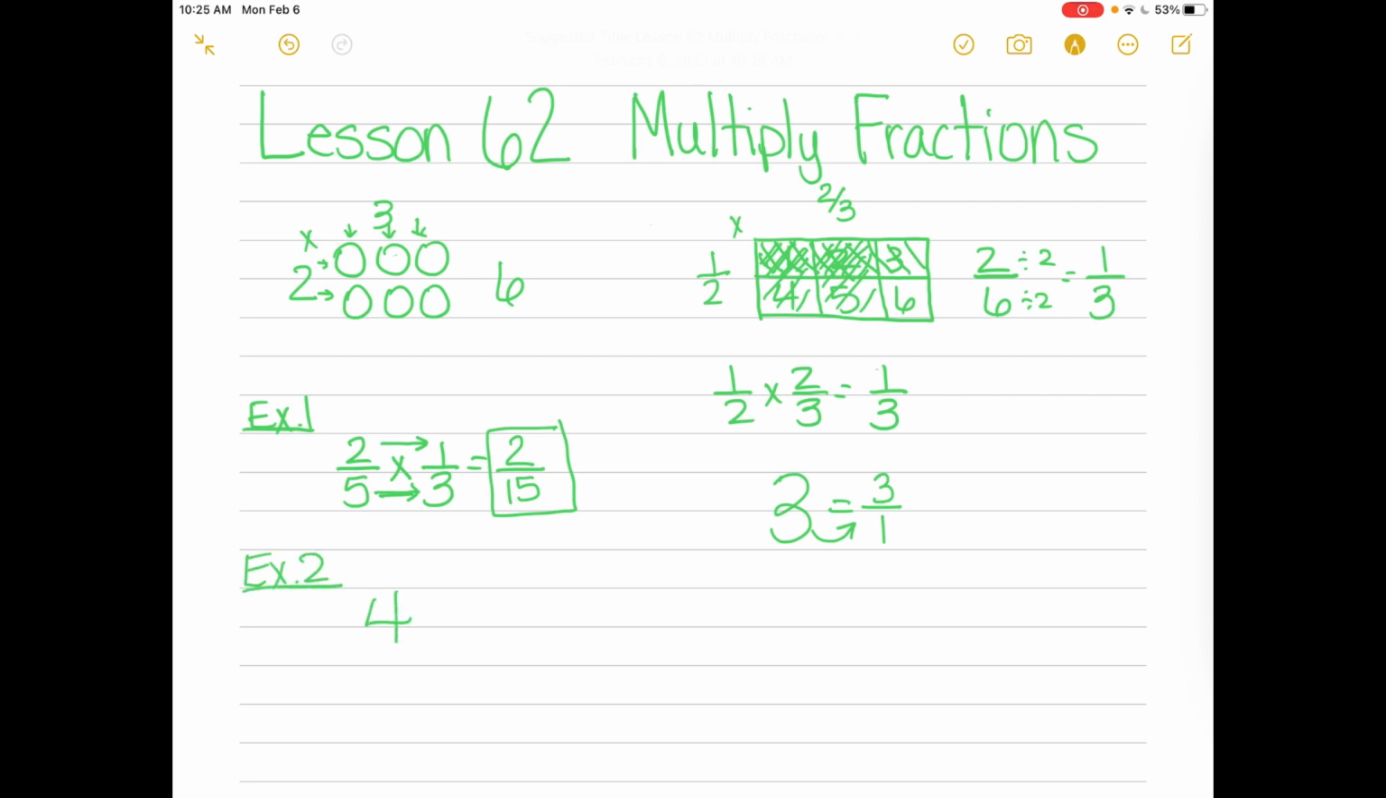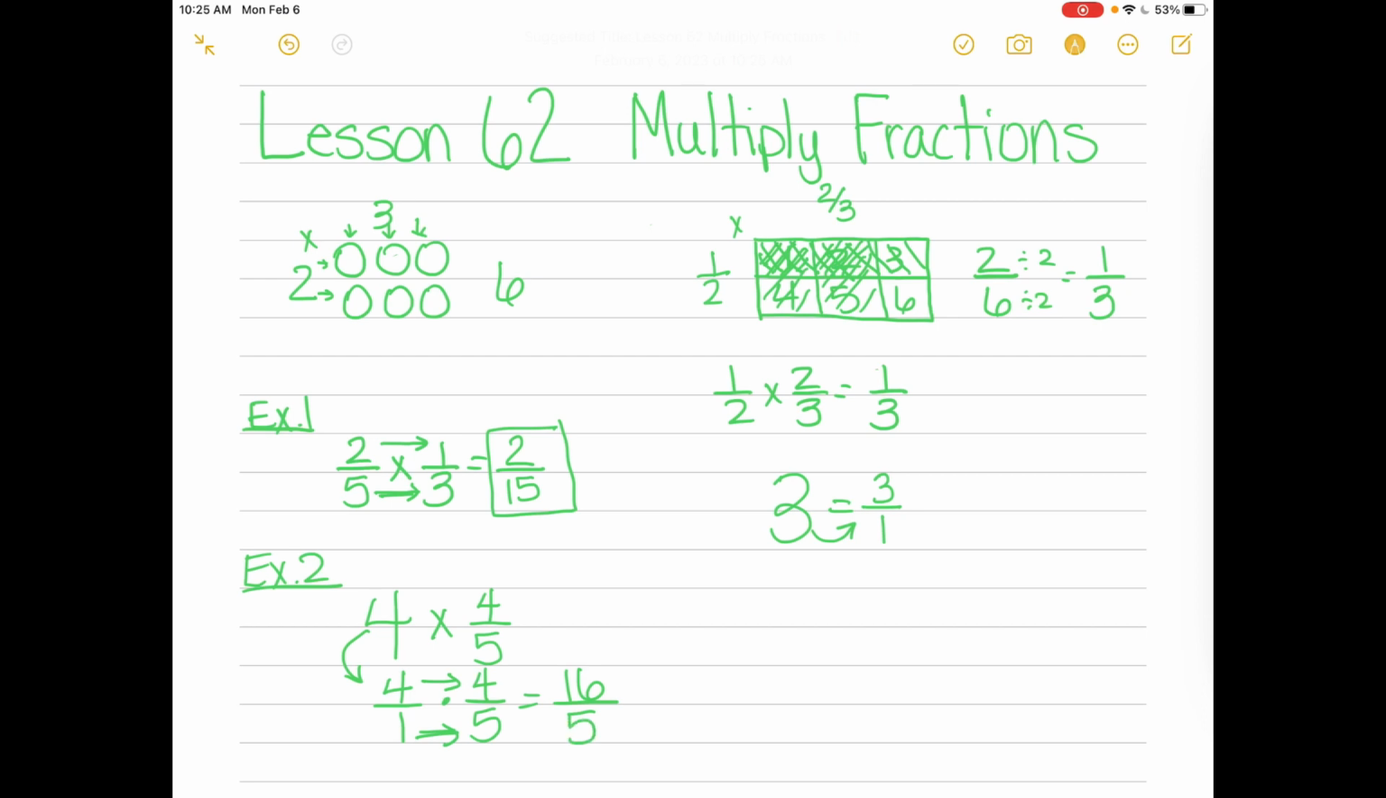If I have 4 times, let's say, I'm just making up some of these, let's say 4/5, then I'm first going to change that 4 into a fraction. So it's going to be 4 over 1, and then I'm going to have times 4/5. So all I did was change this into a fraction. And now I do the same thing I did before. I'm going to go 4 times 4 is 16, and 1 times 5 is 5.